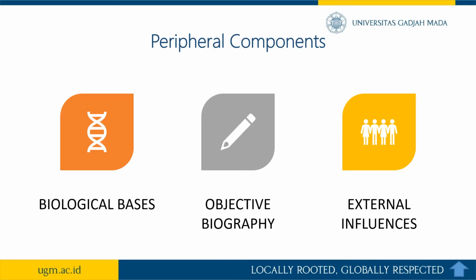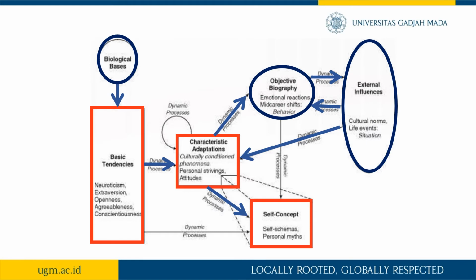And then the peripheral components consist of the biological basis, the objective biography, and external influences. We can see here again, they are represented in the elliptical shapes: the biological basis, objective biography, and external influences.